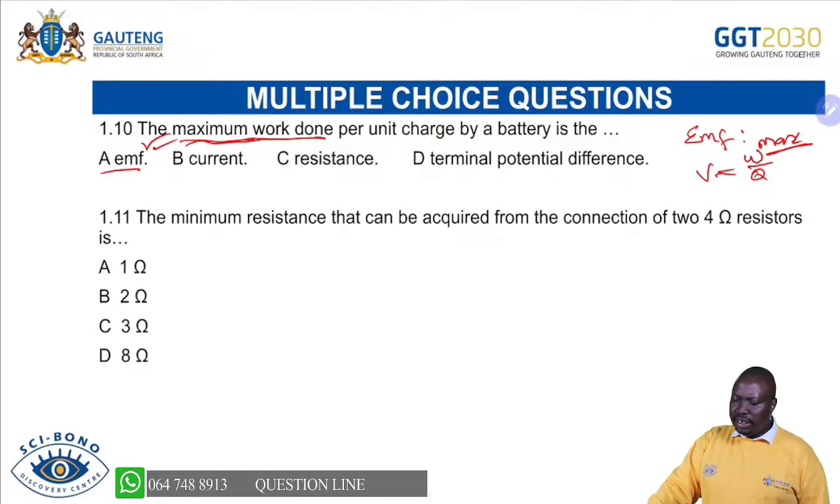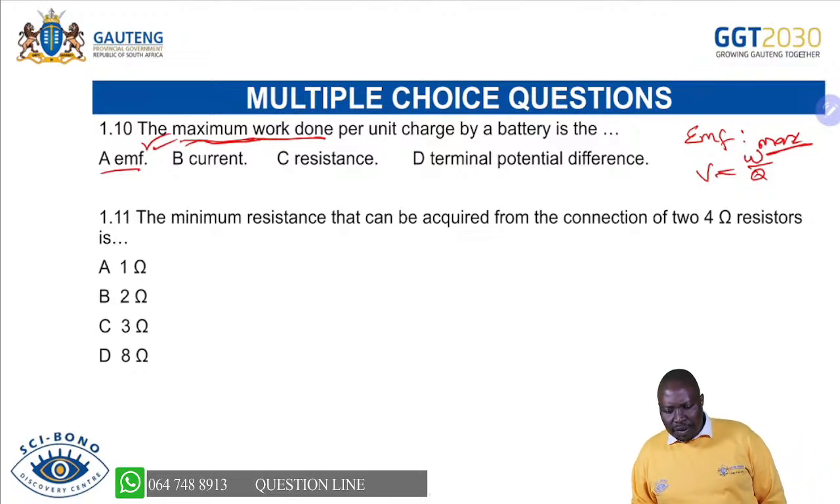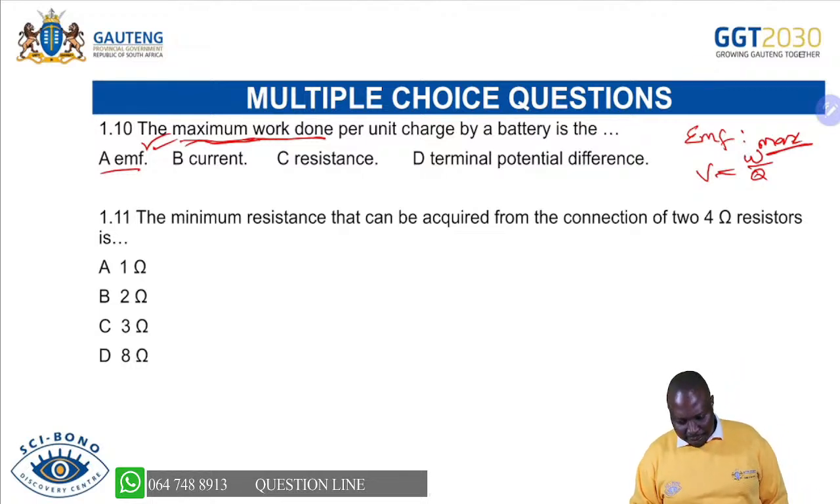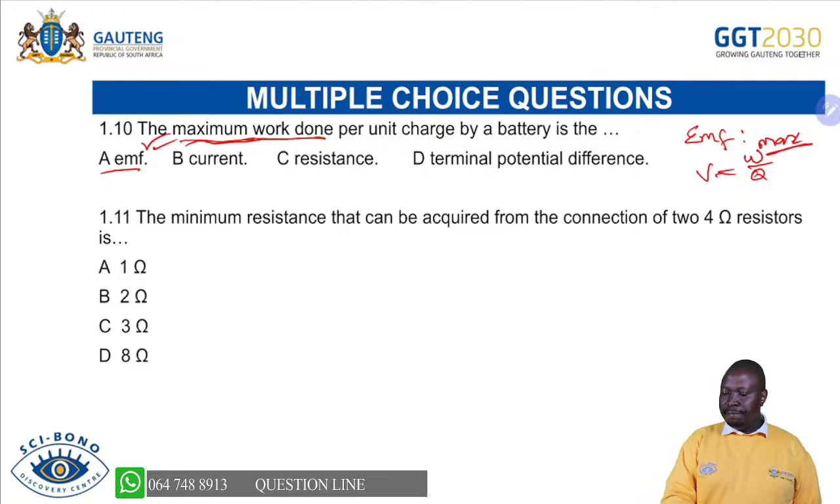Now we're saying 1.11 there. The minimum resistance that can be acquired from the connection of two 4-ohm resistors. Remember, when you're having two 4-ohm resistors, you will either connect them in series or connect them in parallel.